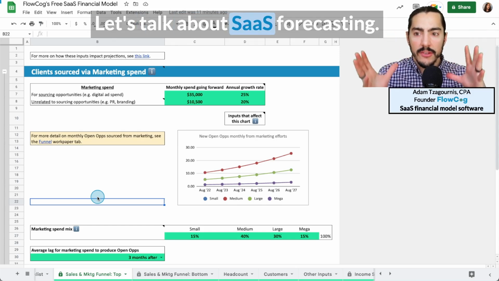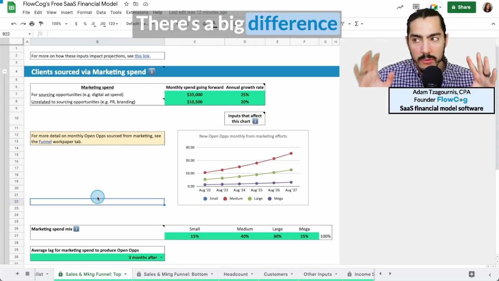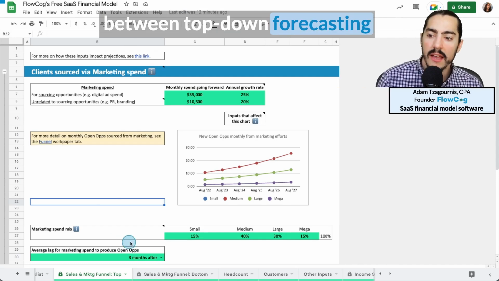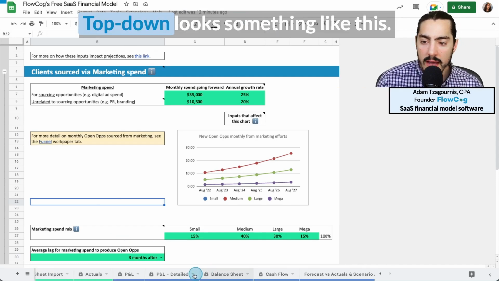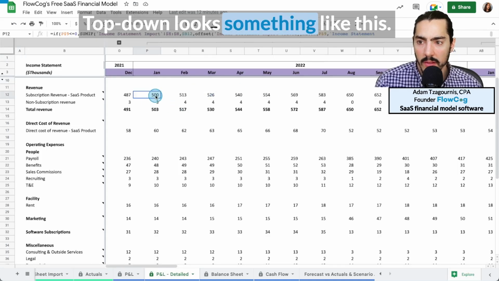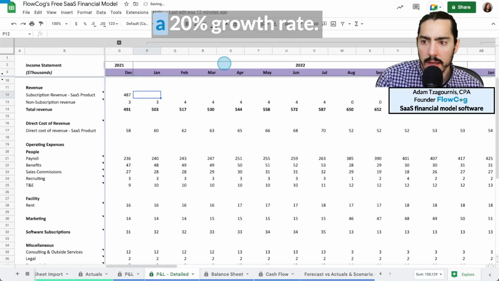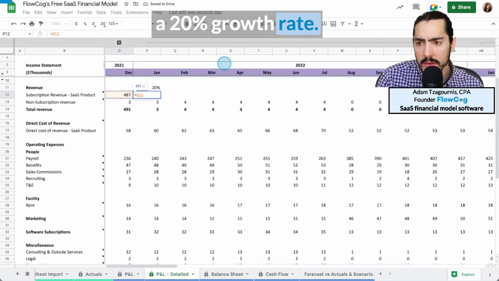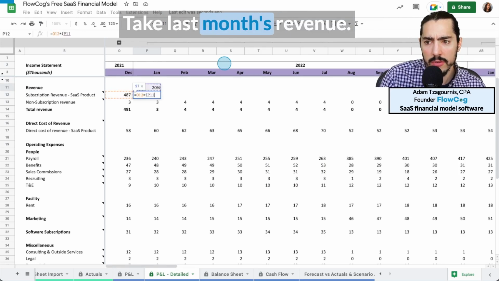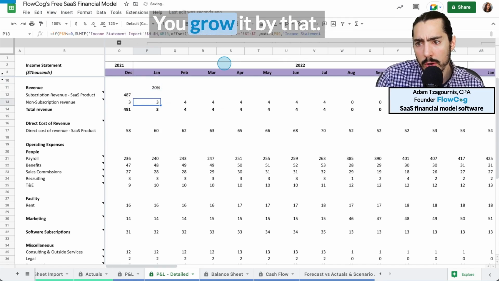Let's talk about SaaS forecasting. There's a big difference between top-down forecasting and bottom-up forecasting. Top-down looks something like this. You say you want a 20% growth rate, take last month's revenue, you grow it by that.